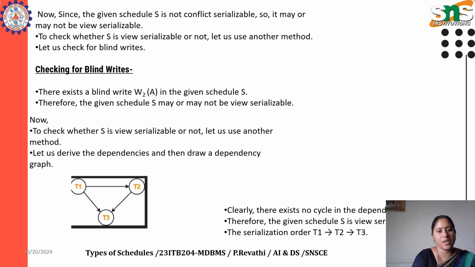T1 first reads A and T2 firstly updates A. So T1 must execute before T2. Thus we get the dependency T1 to T2. Finally, the update on A is made by the transaction T3. So T3 must execute after all other transactions. Thus, we get the dependency T1, T2 to T3. From the write-read sequence, we get the dependency T2 to T3.